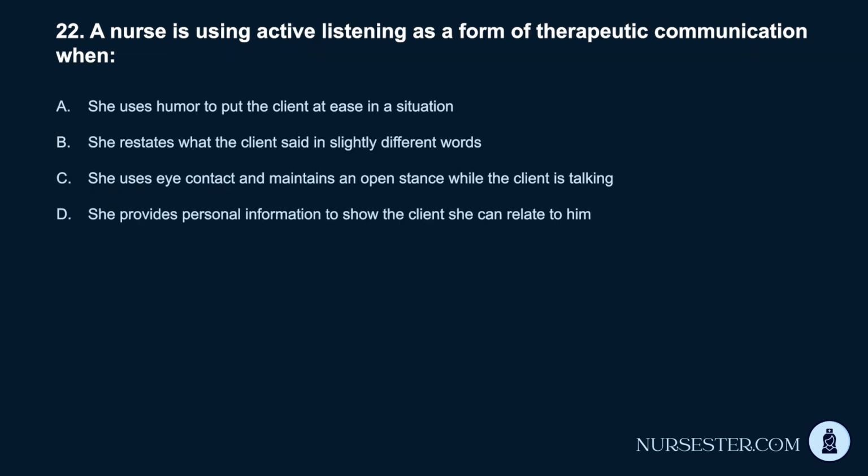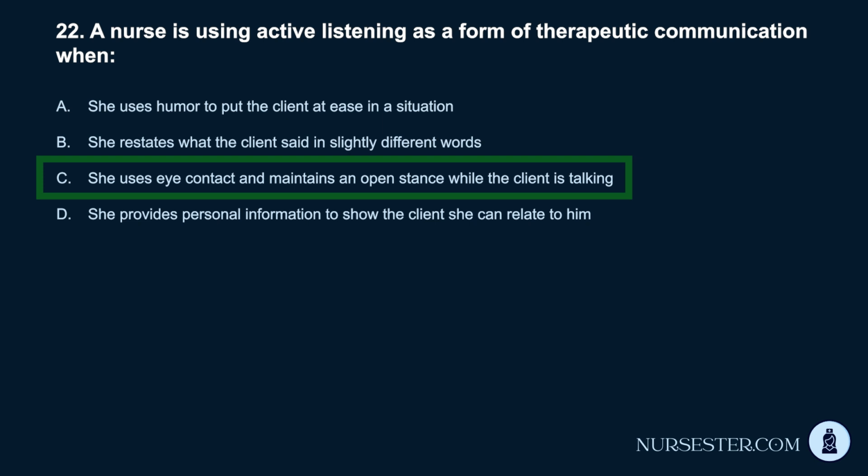22. A nurse is using active listening as a form of therapeutic communication when A. She uses humor to put the client at ease in a situation. B. She restates what the client said in slightly different words. C. She uses eye contact and maintains an open stance while the client is talking. D. She provides personal information to show the client she can relate to him. Correct answer, C. She uses eye contact and maintains an open stance while the client is talking.